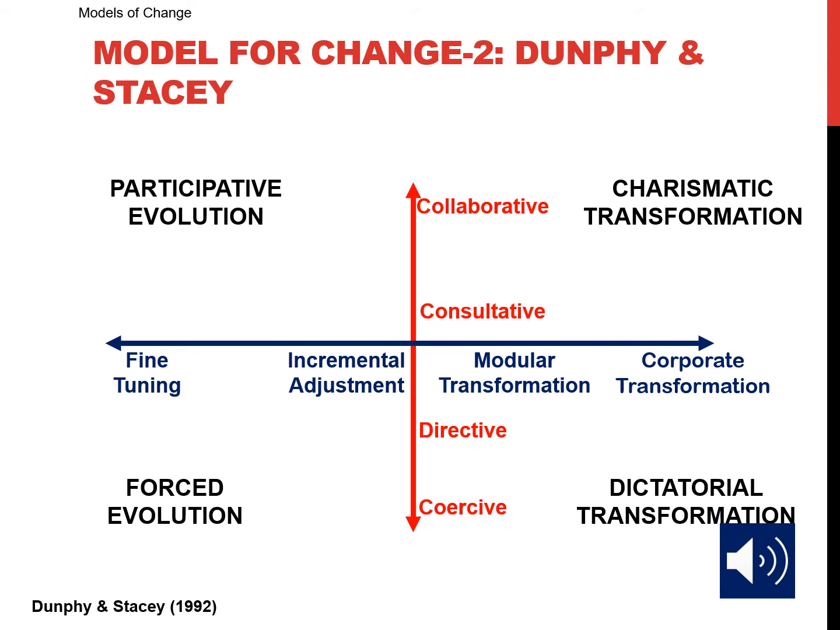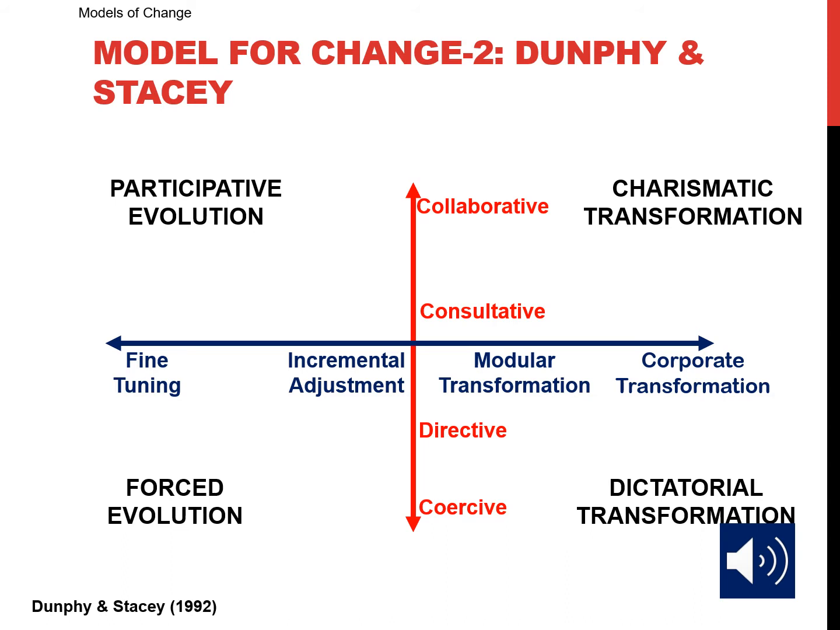Kotler's model of change tells us what to do. It provides a plan, guidelines, as I have already mentioned. Dunphy and Stace's model tells us a strategy for change. That is, how do we implement change?